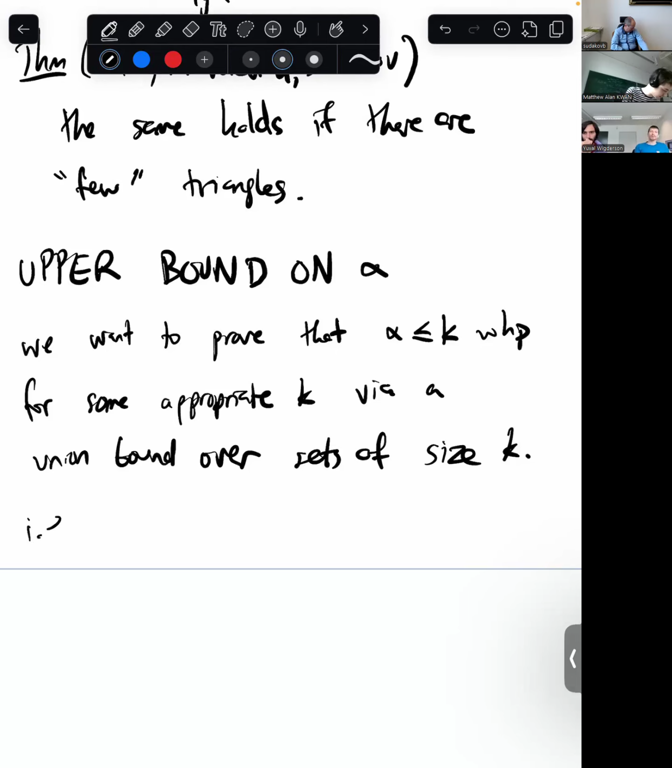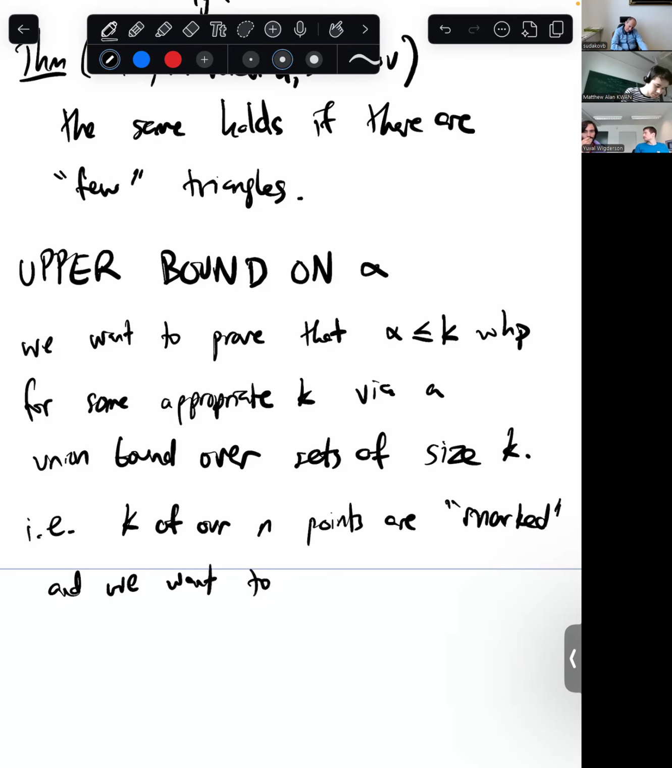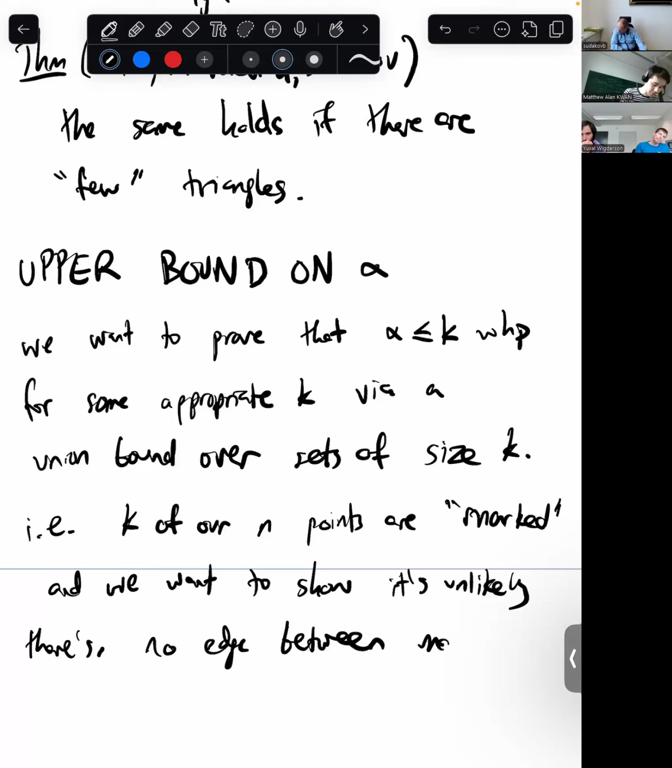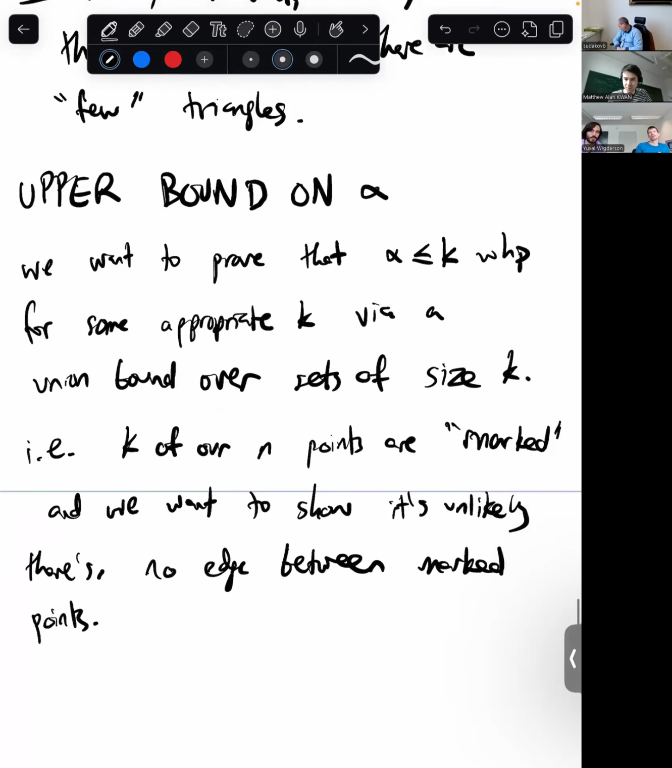So in other words, I want to think of it as k of our n points being marked, and we want to show it's unlikely there's no edge between marked points. The marked points are the things I'd like to show are not an independent set, so I want to show there's likely going to be an edge between them.